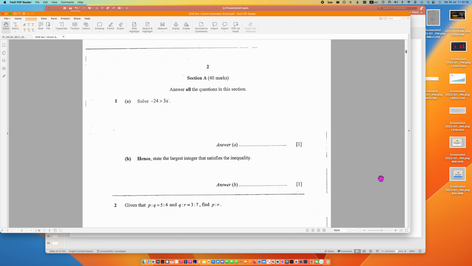Can you repeat the statement? I just want to make sure you are. Times or divide by a negative number and then change the sign on both sides. Did you write on both sides? So what's the statement again? Times or divide by a negative number on both sides and then change the sign.